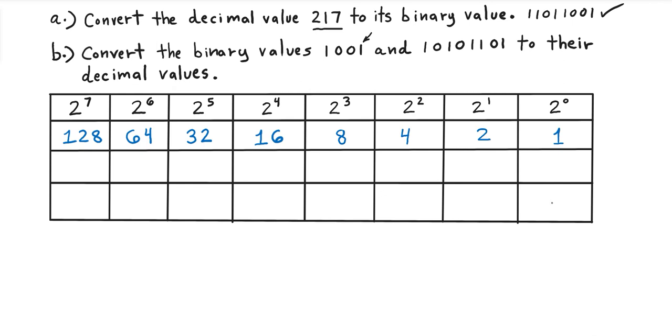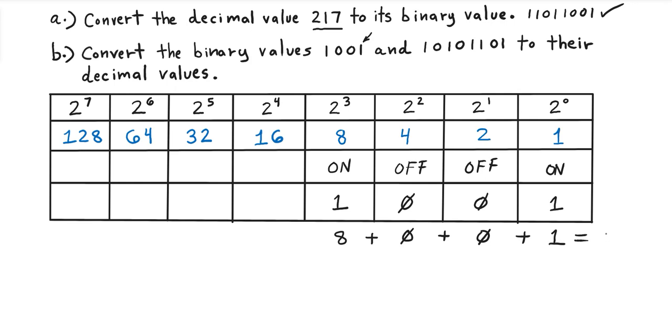And so we go to the right side and enter in 1 for 2 to the 0th power, and then 0, 0, and 1. So we're turning on 2 to the 0th power. We're keeping 2 to the 1st power off, 2 to the 2nd power off, and 2 to the 3rd power on. So this translates to 8 plus 0 plus 0 plus 1. So the binary value 1001 is equal to 9.